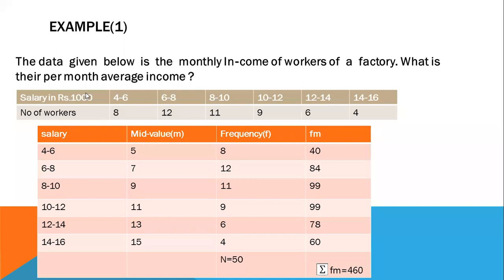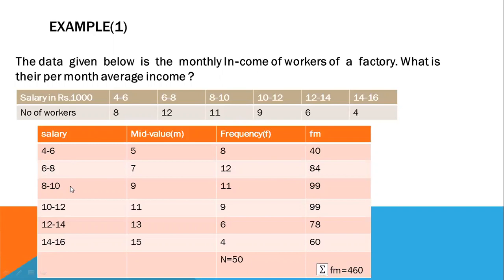This is example number one, look here. This is the given data. In the groups we have 4 to 6, 6 to 8, 8 to 10, 10 to 12, 12 to 14, 14 to 16, and we have to find the mid value. We find the mid value by adding 4 and 6: 4 plus 6 is 10, and 10 divided by 2 gives the mid value. All the mid values are found like this.